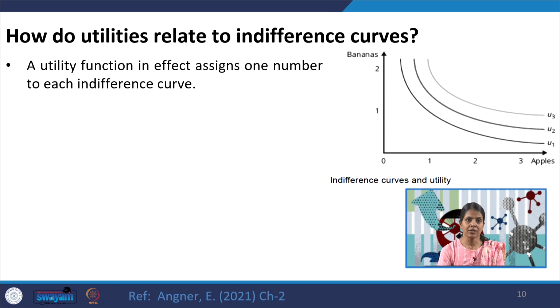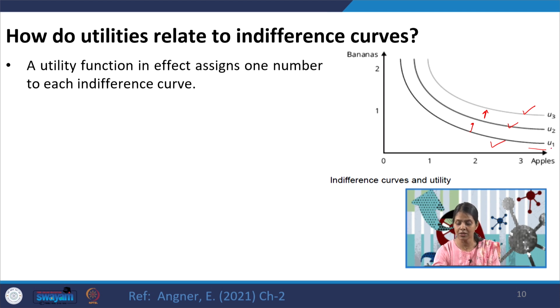A utility function in effect assigns one number to each indifference curve. We introduced indifference curves in previous modules. So, each one of them is an indifference curve, and as we said previously, the higher the indifference curve, the higher is the level of utility. So, following this approach of assigning numbers, we can always assign a particular number to one indifference curve, the level of utility that it represents.